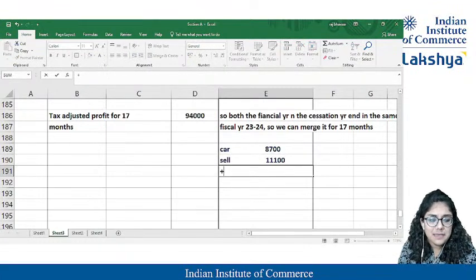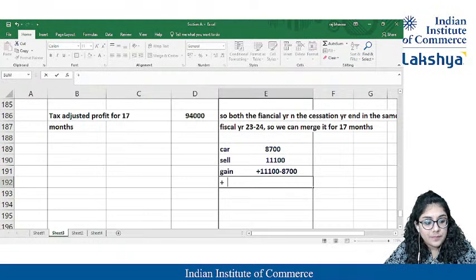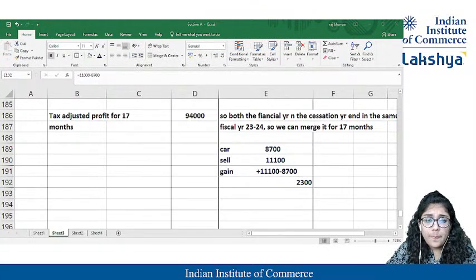Oh, there is a gain. Yes, ma'am, there is a gain. How much? 11,100 minus 8,700. Can I book it like this? Is this much a gain? 2,300. Sure. I don't think so, ma'am. I think you have made something wrong.